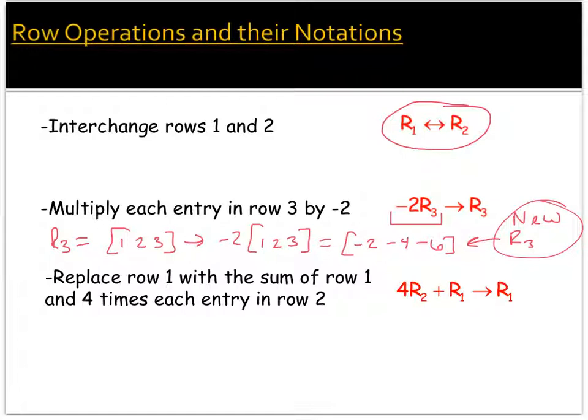So this one is the same thing, but a little bit more to it. I'm going to take row 2 and multiply it by 4, add it with row 1, and that's going to become my new row 1. This might look a little overwhelming now, but we're going to hop into a quick example so we can practice this in the same video. Sorry if this runs a little long.